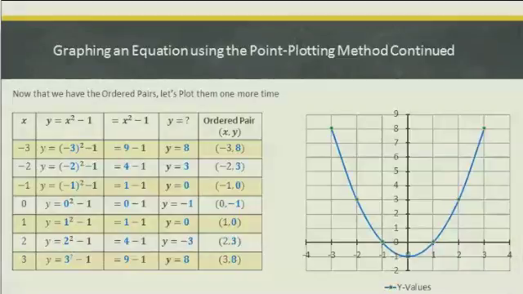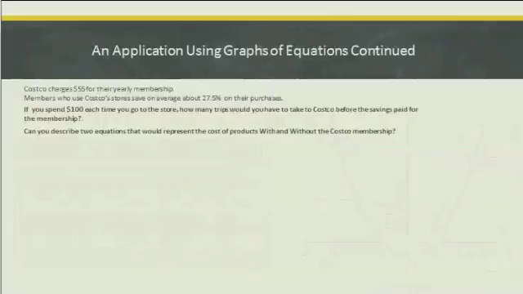Alright, so let's look at a real-world example of how to actually graph an equation. So Costco charges $55 for their yearly membership. Let's suppose that members who use Costco stores save on average about 27.5% on their purchases.